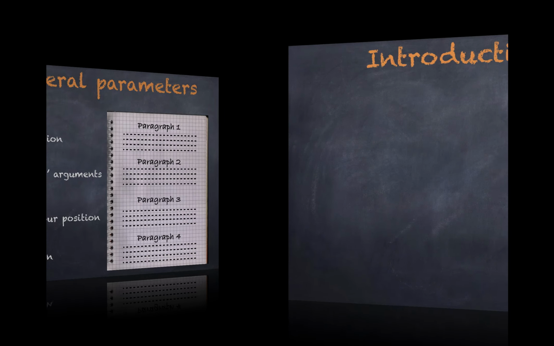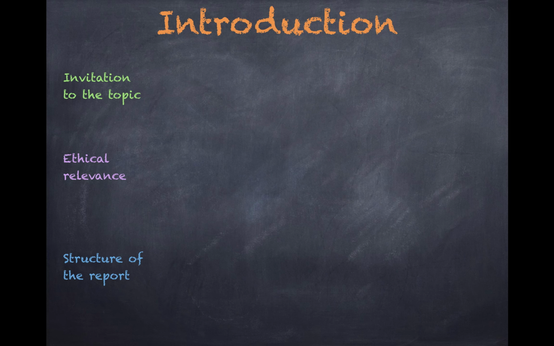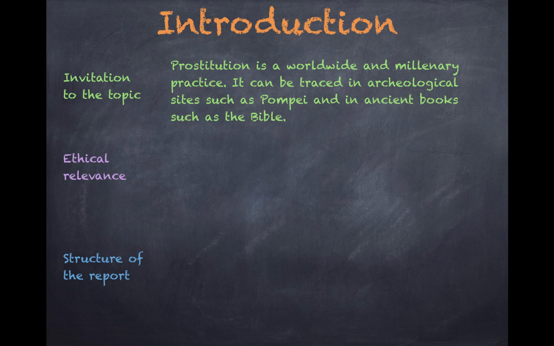Let's start. The paragraph of the introduction should contain an invitation to the topic, the ethical relevance, and the structure of the report. For example, prostitution is a worldwide and millenary practice. It can be traced in archaeological sites such as Pompeii and in ancient books such as the Bible. This is the invitation to the topic.